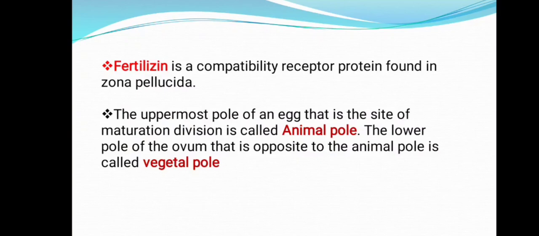The uppermost pole of the egg, the site of maturation division, is called the animal pole. When the sperm penetrates into the egg, it completes its meiotic cell division. That region of the egg is called the animal pole. The lower pole of the egg, opposite to the animal pole, is called the vegetal pole. These are extra information for you, and it is required for NEET.